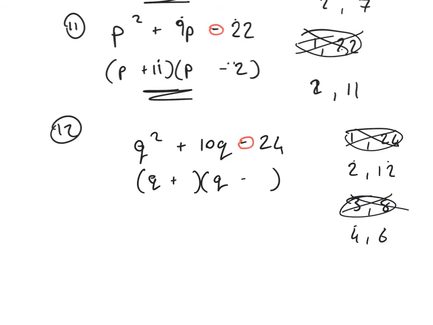So the signs need to be different. Okay, so we've had plus 4 and minus 6, or minus 6 and plus 4. That wouldn't work. Let's try 2 and 12. Plus 12 and minus 2. That works. Okay, so 12 times minus 2 is minus 24, and 12 minus 2 is 10.